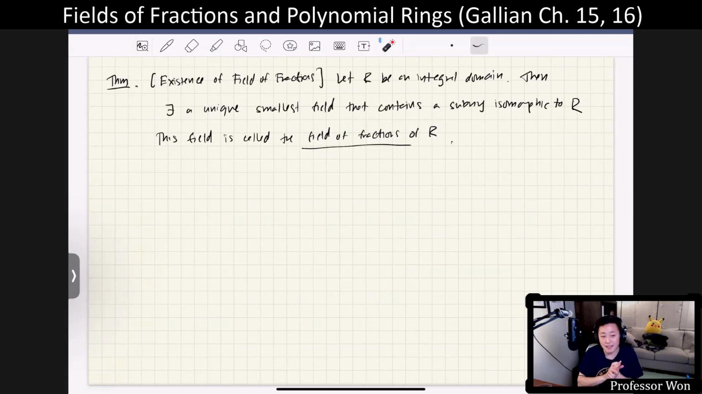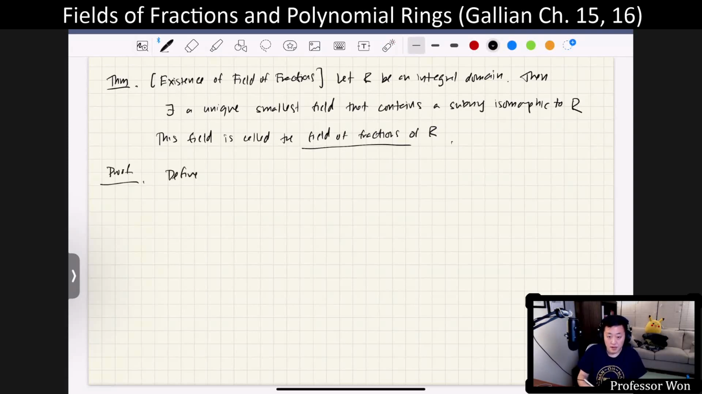Okay, so I think that Gallian states this theorem a little bit poorly. But I understand why he doesn't want to mess around with the uniqueness, because then you have to talk about field isomorphisms, and it's not really worth it. But we will construct this field of fractions very carefully, and then we'll sort of gloss over that it's in fact the smallest field which contains R as a subring. Okay, so here's the proof. Here's how we construct it.